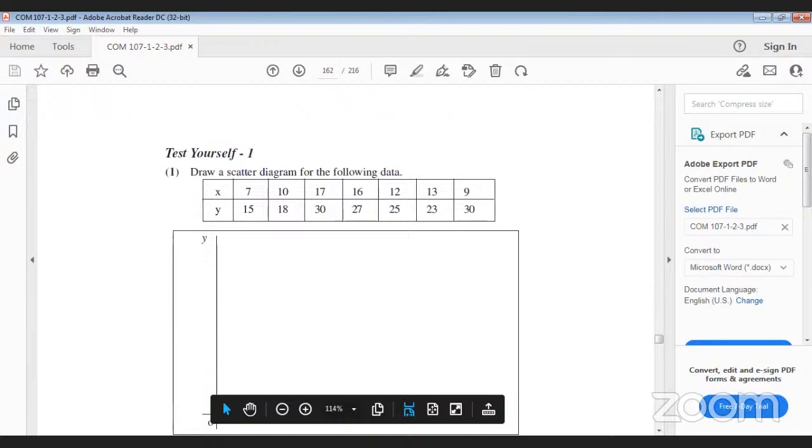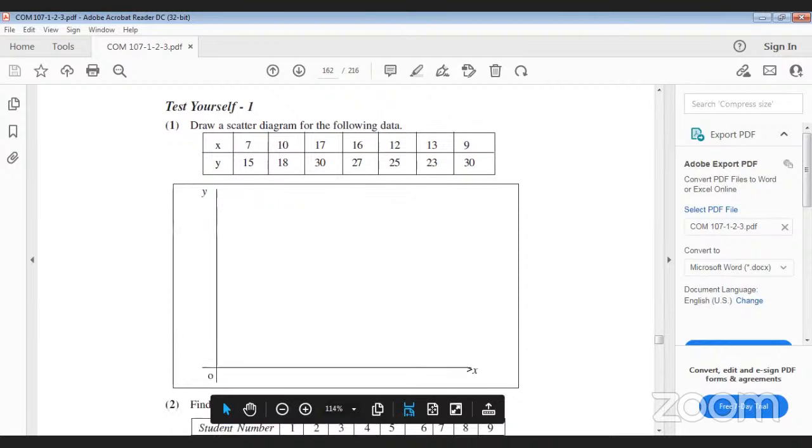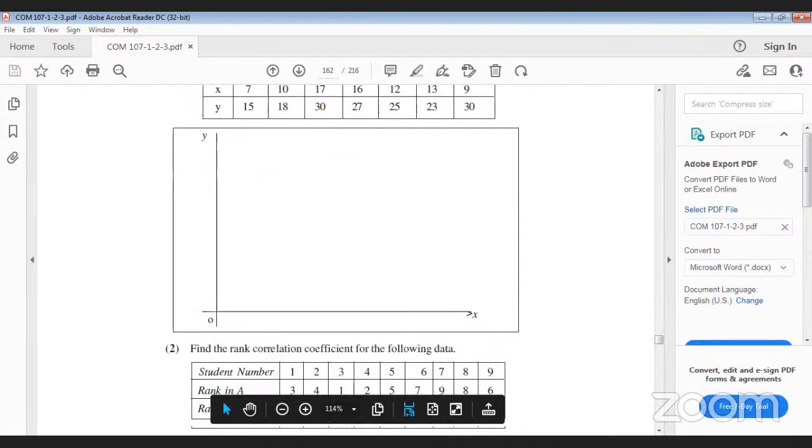Now there are some test questions also for you. Test yourself. Questions are given here. First is to draw a scatter diagram. Here numbers are given: X is 7, 10, 17, 16, 12, 13, 9. Then for Y: 15, 18, 30, 27, 25, 23, and 30. And there is also a second question for you.